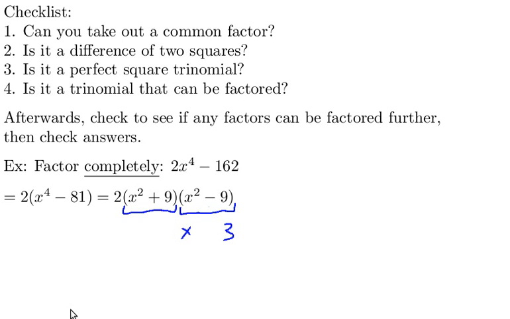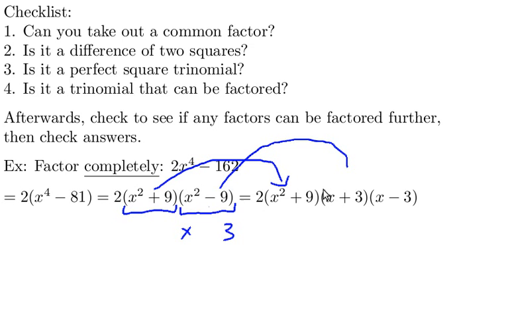And don't forget the 2 out front. The 2 stays along for the ride the entire time. The x squared plus 9 part stays the same. It doesn't change. But the x squared minus 9, we can separate that into x plus 3 times x minus 3. So that is this part right here. And this is as factored out as it can get. Can we factor this any further? Well, we already determined that we can't. Can we factor this further? No. Can we factor this further? No. So that means this is as far as it goes.